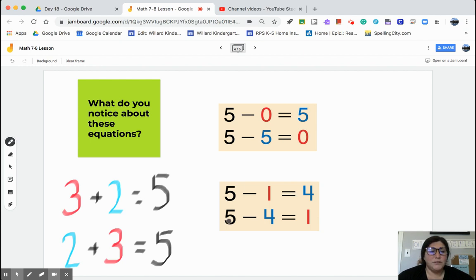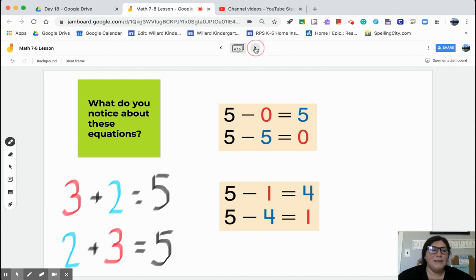That's one of the patterns to notice when you're solving subtraction. Does the first digit ever switch? No, because it's always the whole. We only switch parts when we're talking about the turnaround rule. So here, if I know that 5 take away 1 is 4, then 5 take away 4 is 1. That's another way to look at patterns when dealing with subtraction.